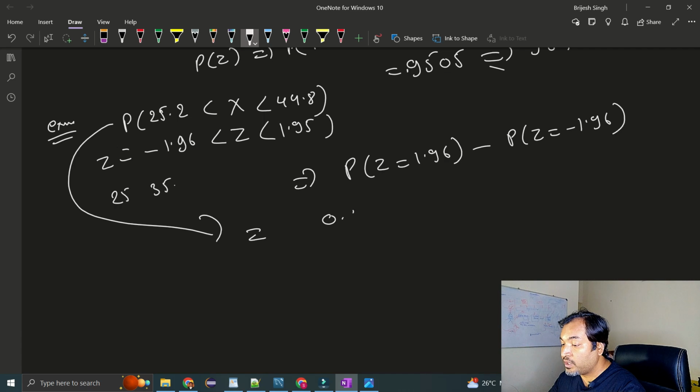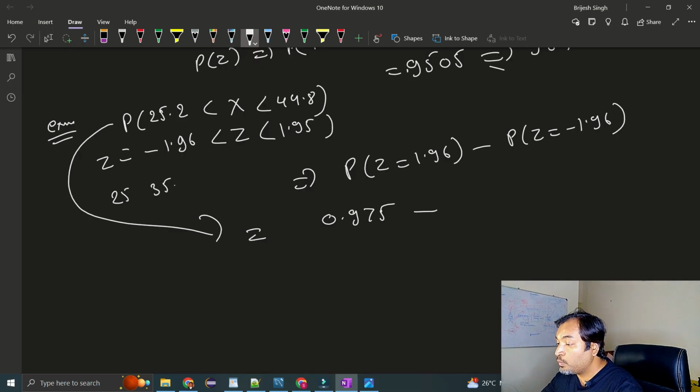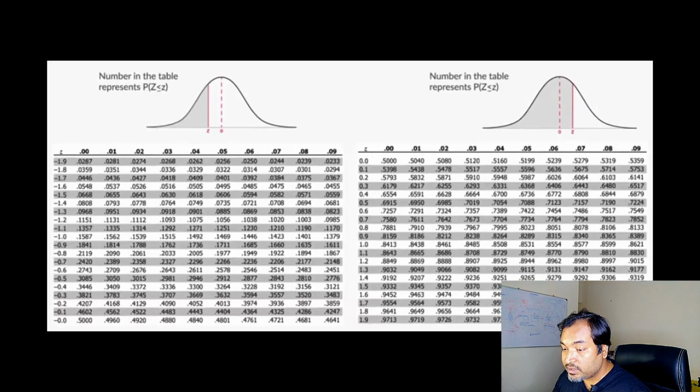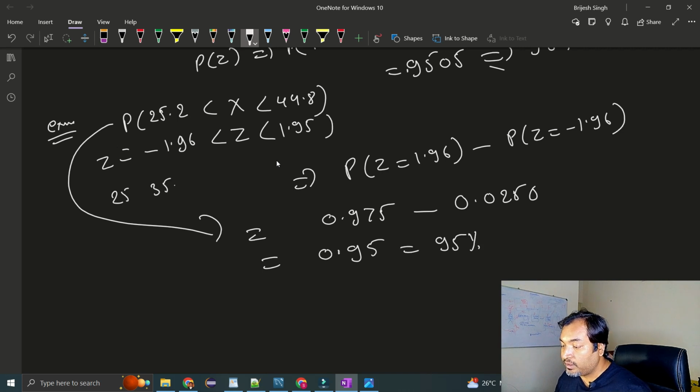So 0.9750 minus, for minus 1.96, in the minus case you have to see here, right? 0.0250. And then you will calculate, this comes around 0.95, which means 95%.